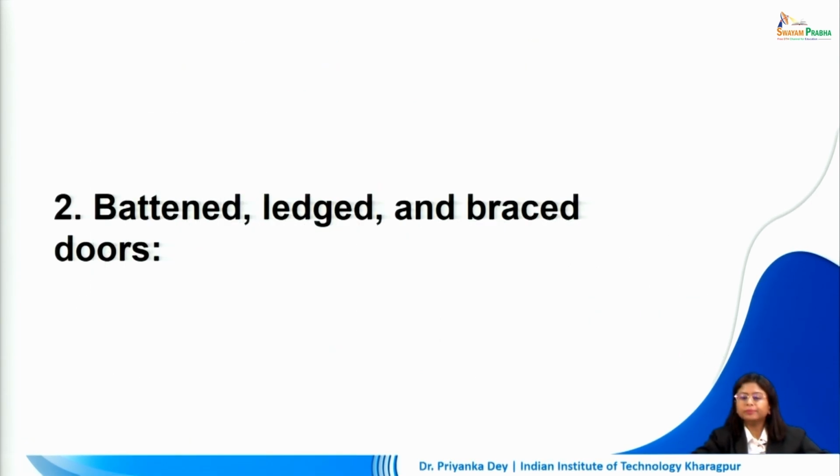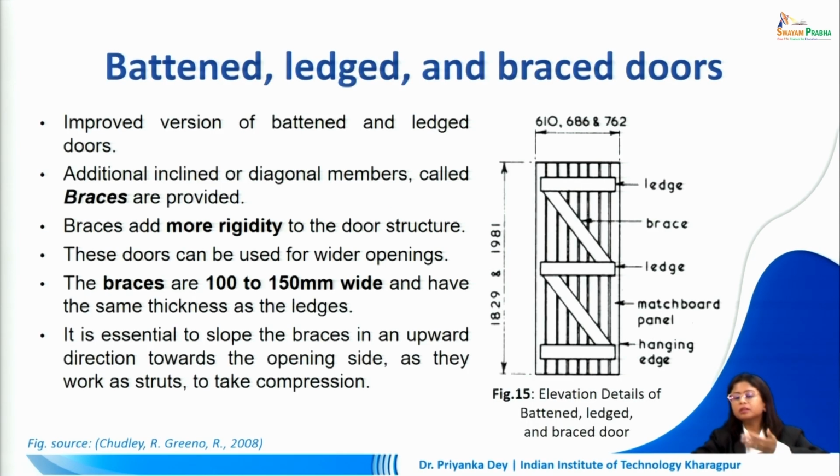The second type is the battened, ledged and braced doors. Very similar to the previous one, just an improved version where, in addition to having the battens and ledges, we are including another member, which is an additional inclined or diagonal member called braces. So, this is the inclined member we are talking about.